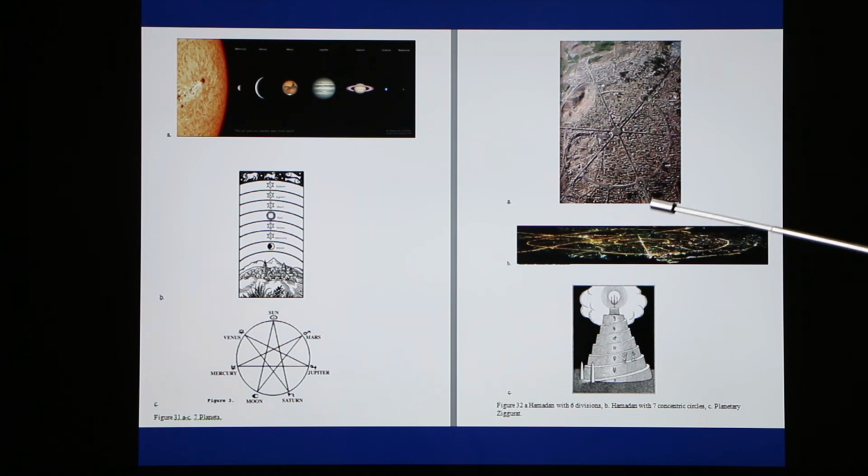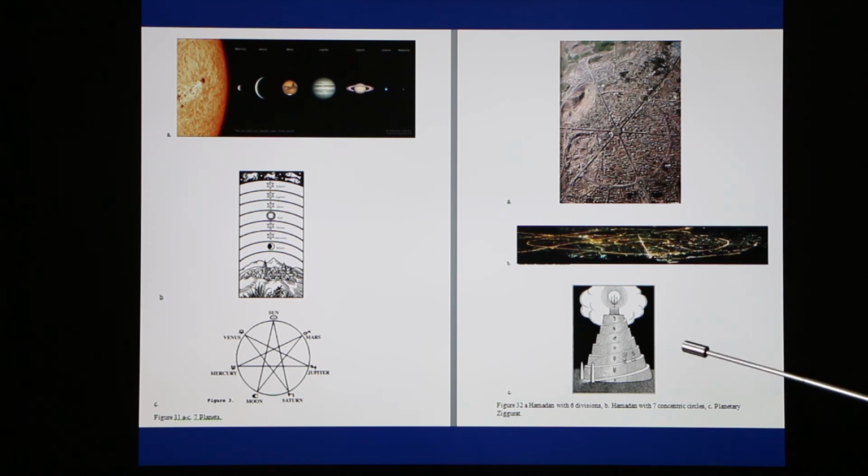And then I can link all of that with the planets, make it this way, or I can, in a city, in Iran, make a whole city of Hamadan with 6 divisions, which are still visible today. If you take the picture of the city by night, you can still see the imprint of this model that was made over 2,000 years ago.